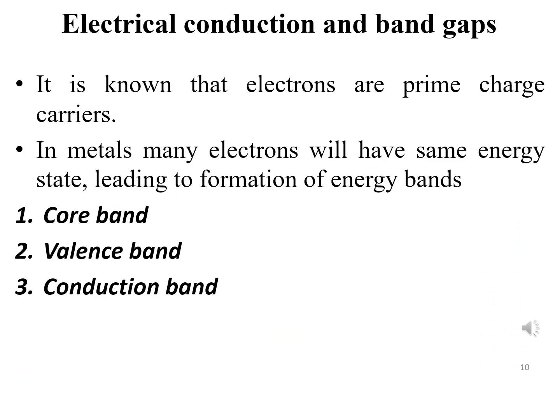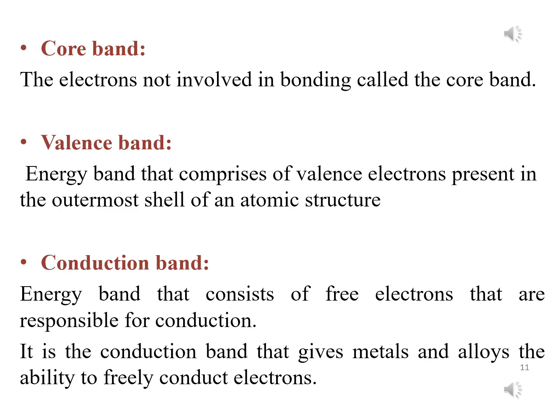For electrical conduction, the main source is electrons. Electrons are the major charge carriers which can conduct electricity. In the case of metals, we can divide the energy bands into three types: the core band, the valence band, and the conduction band. Here we will discuss these bands in detail.